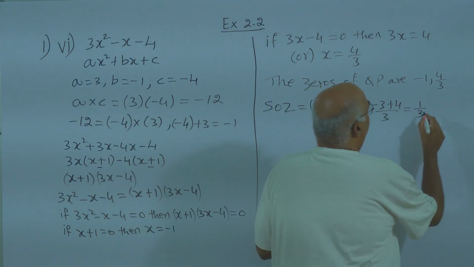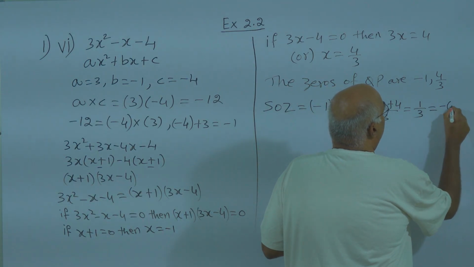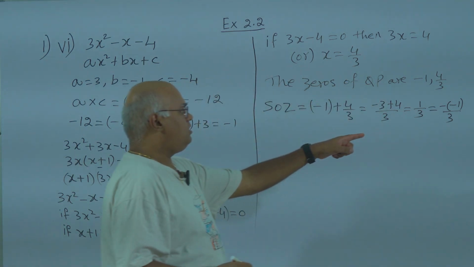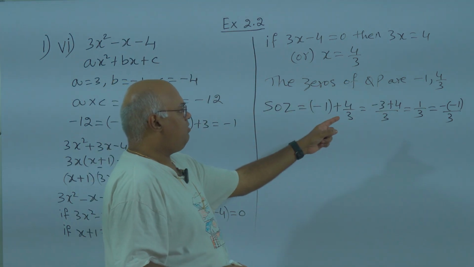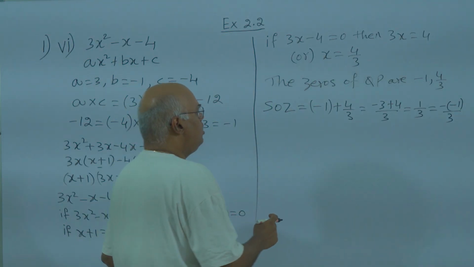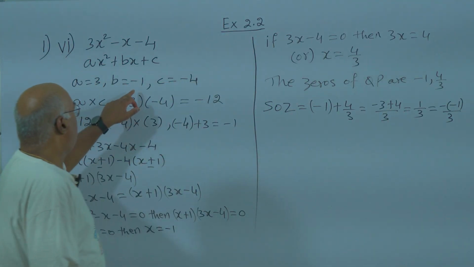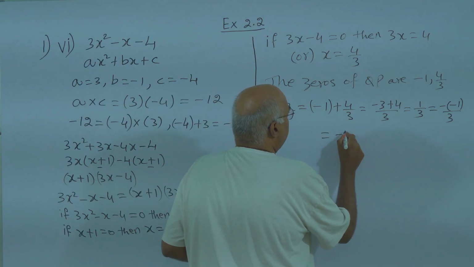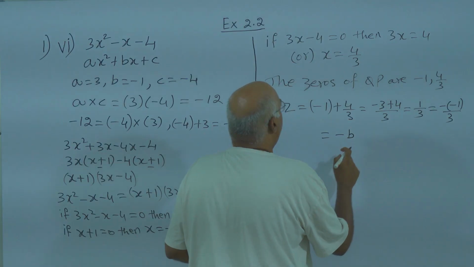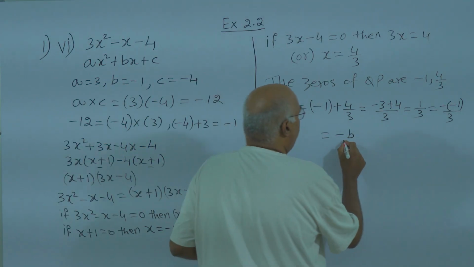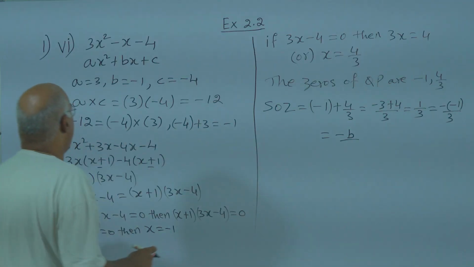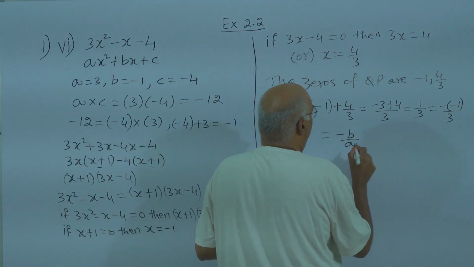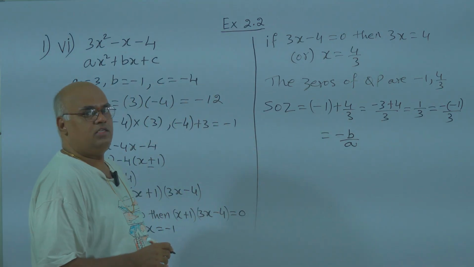So I am getting the sum of zeros as 1 by 3. Now this 1 by 3, I will write as minus of minus 1 by 3. Minus into minus 1 is nothing but plus 1, so plus 1 I am writing as minus of minus 1. What is minus 1? Minus 1 is the value of b. So this is equal to minus b. In the denominator I have 3, which is the value of a. So I am getting the sum of zeros as equal to minus b by a.